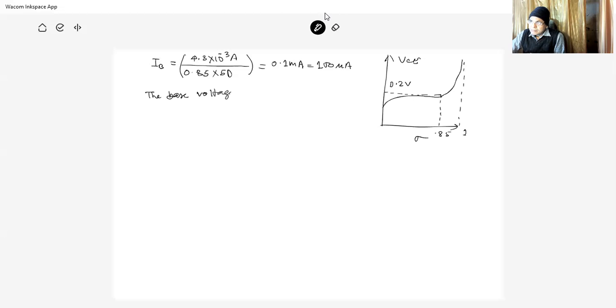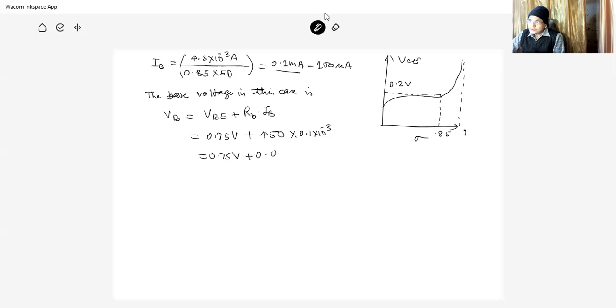So the base voltage in this case is VB, which is VBE plus RB into IB. This base emitter voltage is 0.75 volt for silicon, RB is 540, and IB is 0.1 into 10 to the power minus 3 ampere. So this value is 0.75 volt, and here is 0.045. So this value is 0.8 volt, that is VB, the base voltage. This voltage is required for saturation of the transistor.